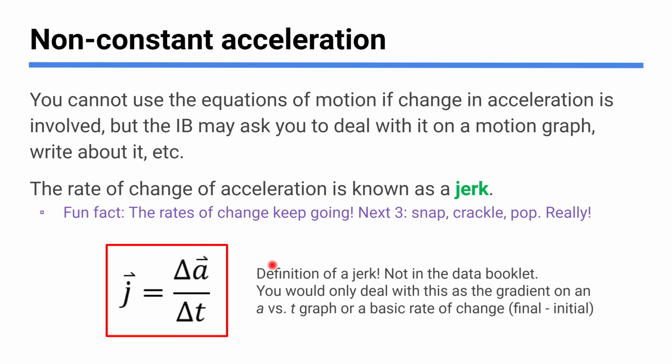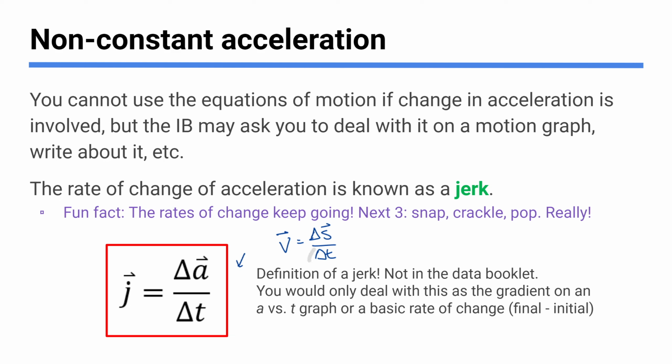Again, the IB has said they might give you some non-uniform acceleration situations. So if they do, and also in the rare case that they ask about a jerk, or just the rate of change of acceleration, you would just do this like you do for all the other ones. Like when we do velocity is delta S over delta T, you could do the slope of a tangent line on an S versus T graph, or find an initial and final displacement and an initial and final time, assuming this is a straight line, and you can do it that way.